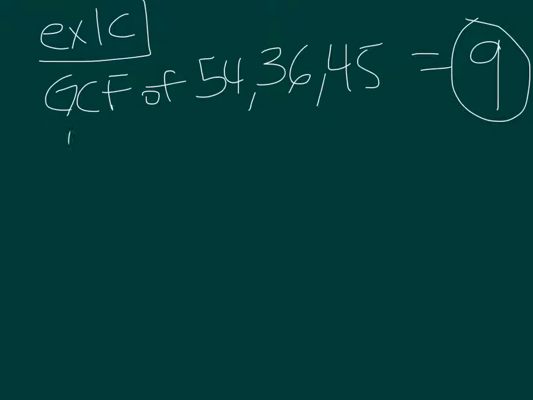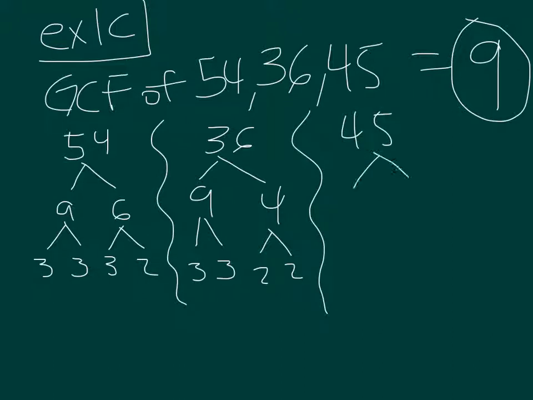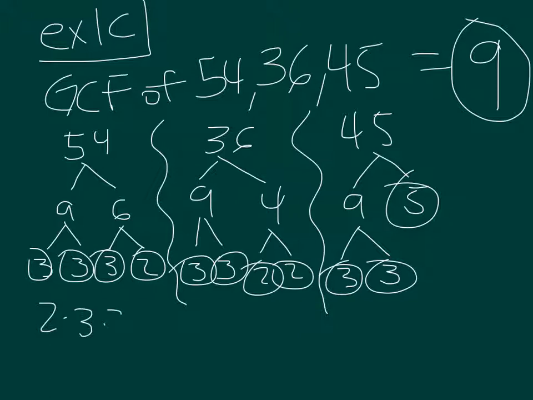But we can show that also through our factor trees. So let's do that. Let's do 36. And let's do 45. 9 and 5, 3 and 3. I'm going to circle all these. These are the prime numbers. So this would be 2 times 3 times 3 times 3. This is 2 times 2 times 3 times 3. This is 3 times 3 times 5.